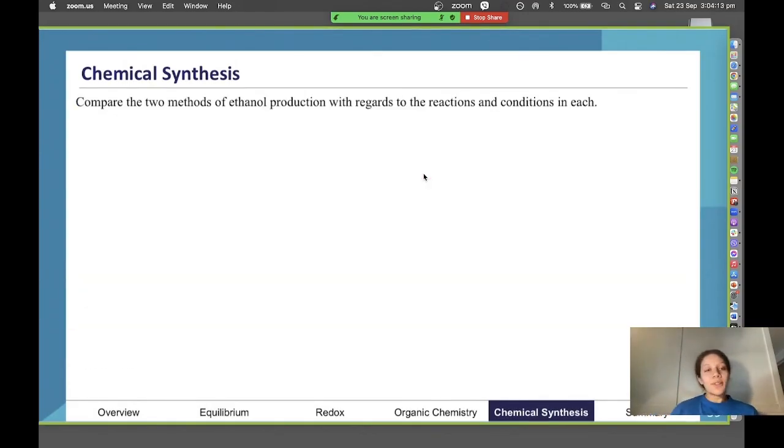All right, so then the next question we have is to compare the two methods of ethanol production with regards to the reactions and conditions in each. So first thing you have to do is actually remember what are the two ways of producing ethanol, and then we need to compare them. Like I mentioned right at the start of today, another good thing to get in the habit of doing with your short answer questions is actually breaking down the cognitive verb there.